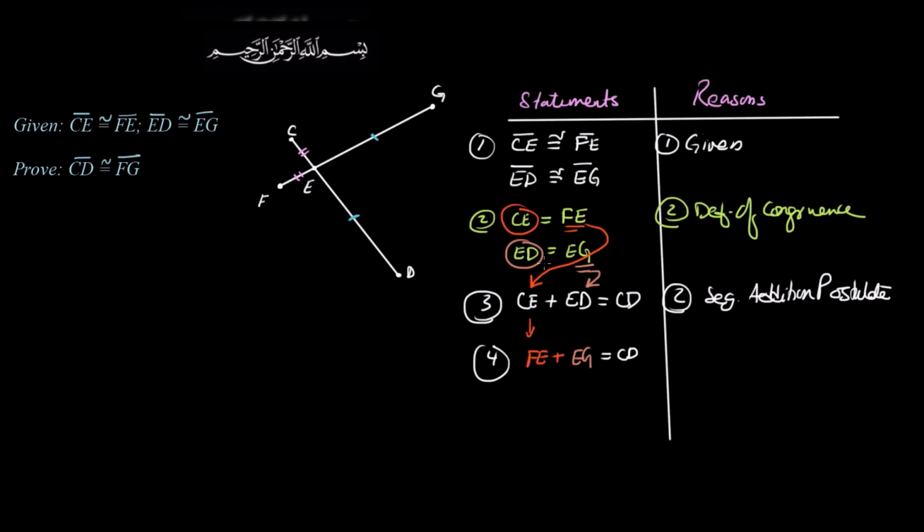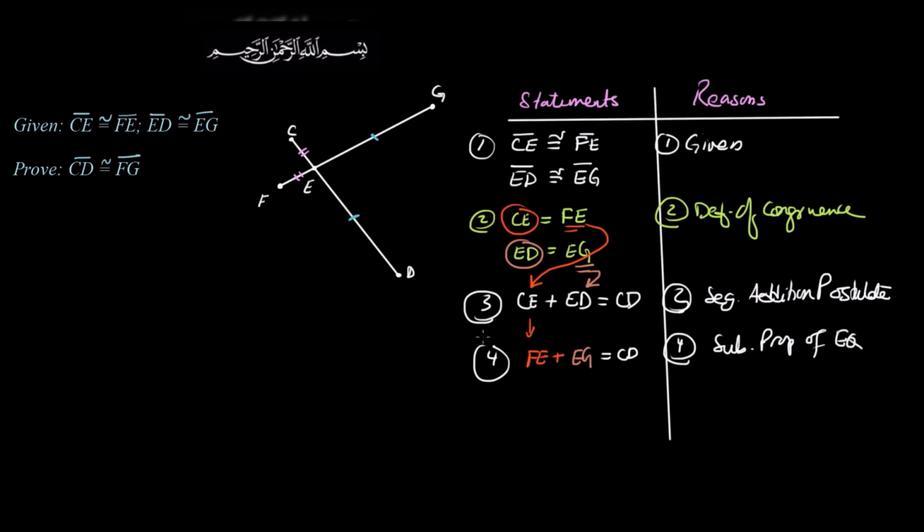Because I'm given this, I took CE and replaced it with this, and I replaced that one with this one. So I do a little bit of replacement. CE plus ED equals CD, that's because of the segment addition, and here FE plus EG is equal to CD. Now why can I do this? Because of the substitution property of equality.